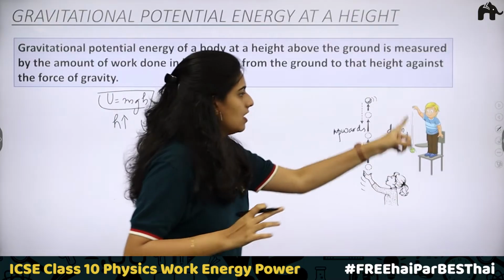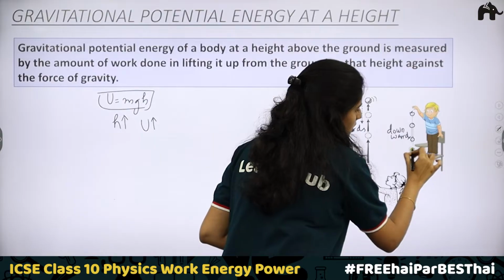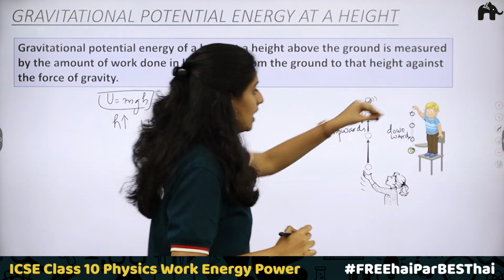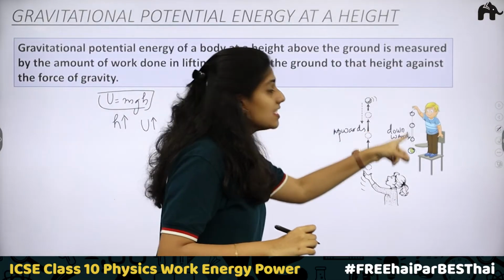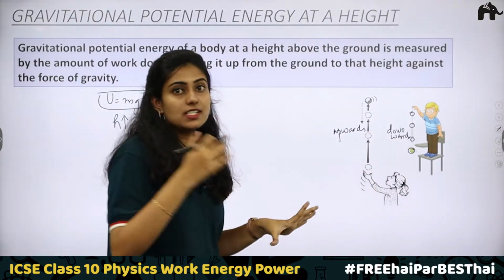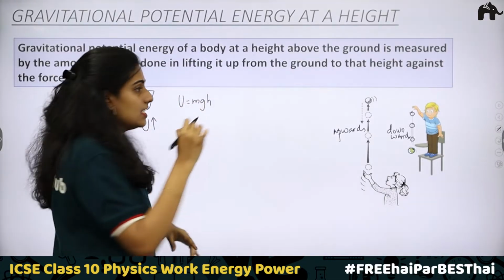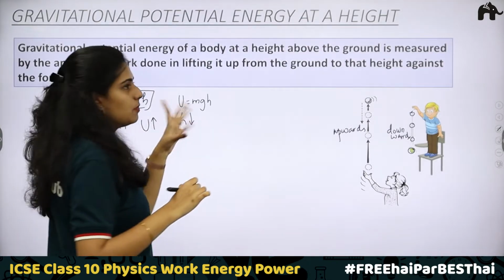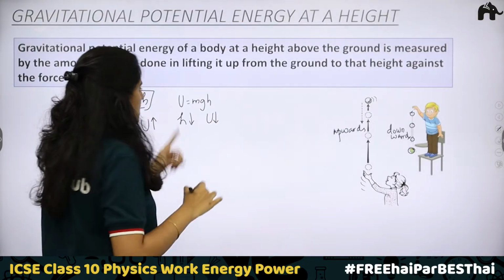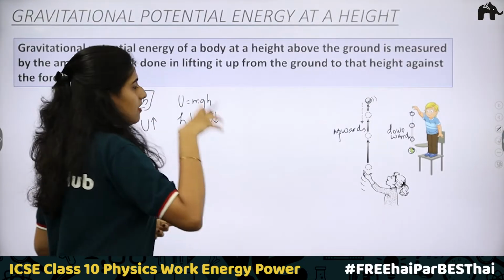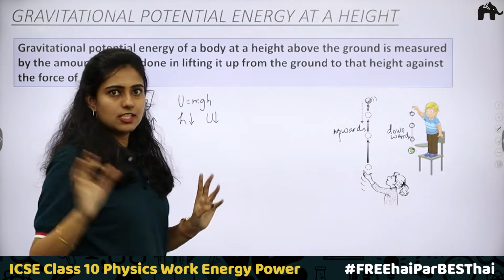Now take the second case. What is happening here? Initially the ball was at this position, shifted to this position, then this position. That is, when a ball falls down, what is happening? Height is decreasing. Height from the ground is decreasing. So here U is equal to mgh. When height is decreasing, what happens to gravitational potential energy? Gravitational potential energy also decreases, because it is directly proportional to height. When height increases, gravitational potential energy increases. Height decreases, gravitational potential energy decreases.